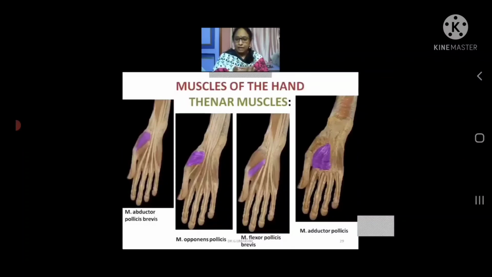So this is the lateral side. All these lateral side muscles are supplied by the median nerve. But adductor pollicis lies deeply, that's why it is supplied by the ulnar nerve.